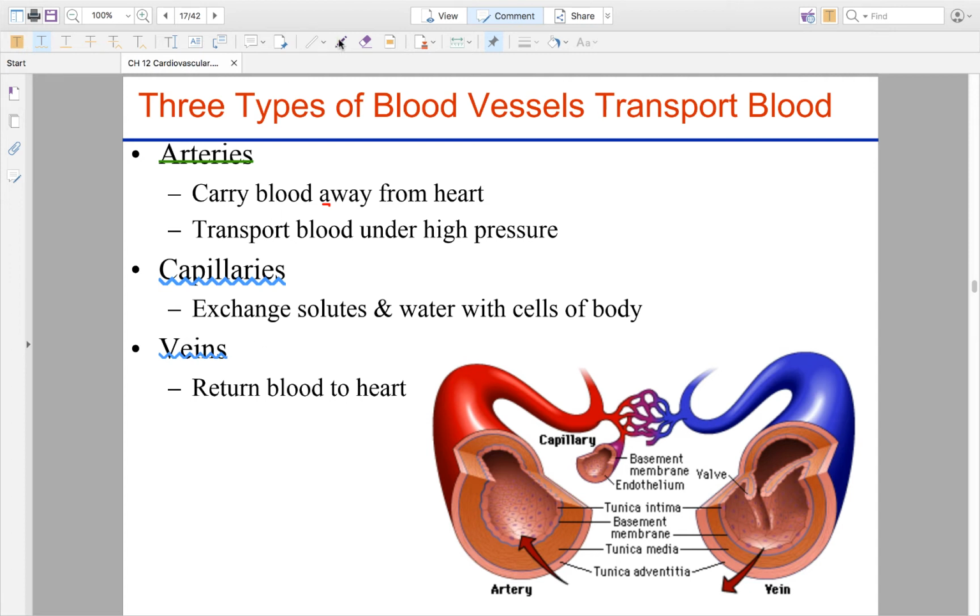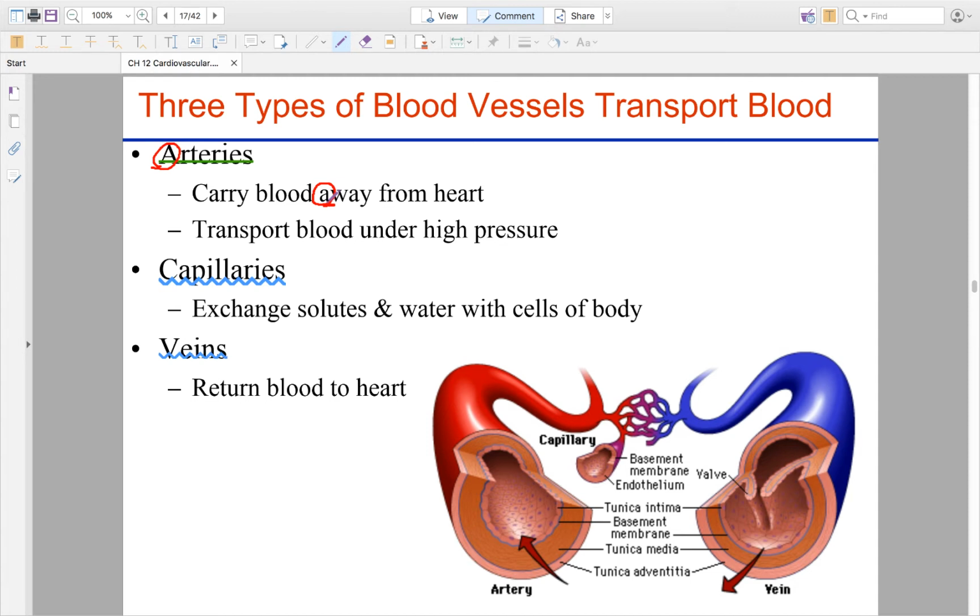Arteries. Arteries are designed to carry blood away from the heart. And a really, really simple way to remember this is arteries begins with an A, and arteries carry blood away from the heart. And ultimately, an artery is going to be able to contract and create pressure to transport blood around the body.